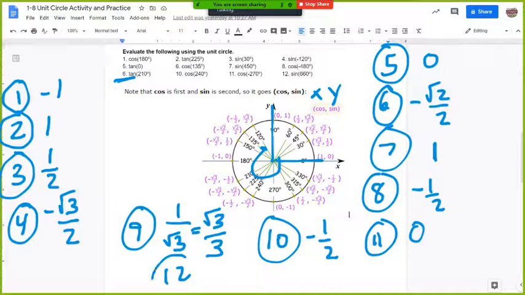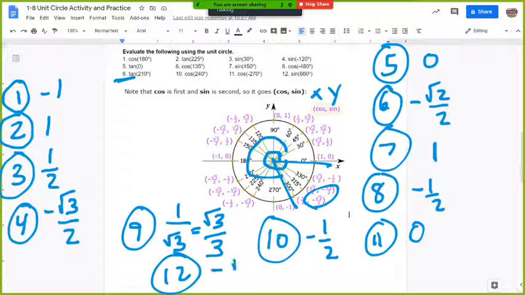And then 12 is the sine of 660. So 660 would be 360 degrees, and then 300 more. So a coterminal angle to 660 would be 300. Since it's sine, we use the y-coordinate, and we get negative root 3 over 2.